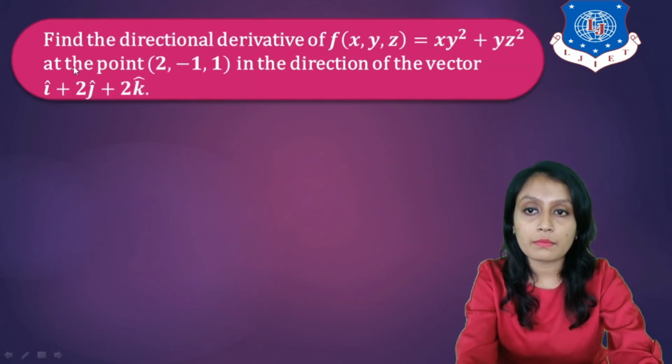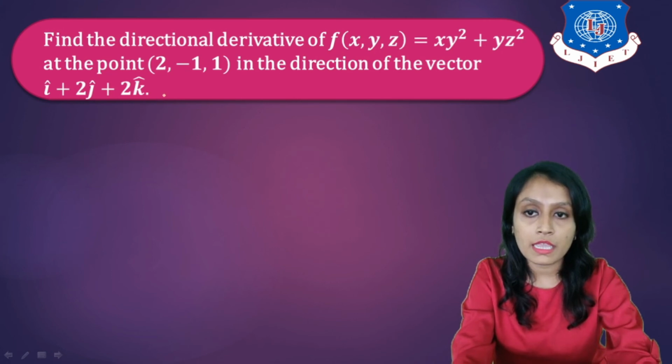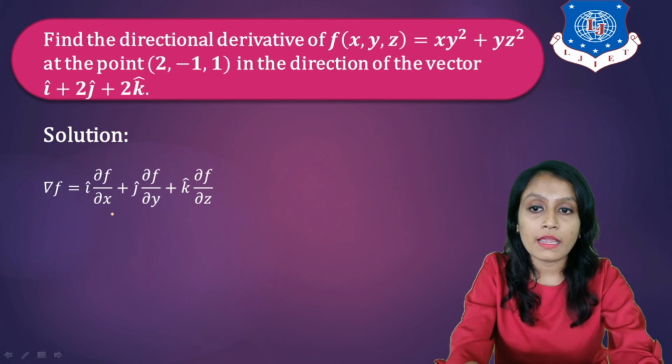Now let's see one example. Find the directional derivative of the function f of x, y, z equal to xy square plus yz square at the point 2, minus 1, 1 in the direction of the vector i cap plus 2j cap plus 2k cap. Okay, so first we will find the gradient. The formula to find the gradient is del f is equal to i cap into del f by del x plus j cap into del f by del y plus k cap into del f by del z.